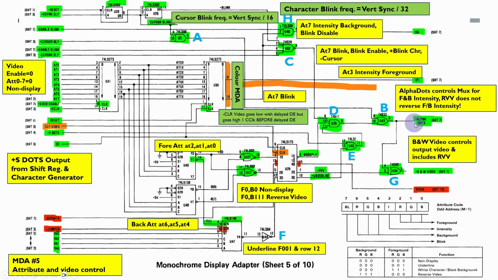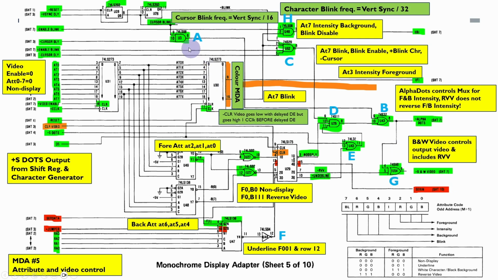Now these two are a little bit confusing. They're basically the same signal. The only difference between them is that this output here is combined with reverse video, whereas this line here is not combined with reverse video, and this basically means that alpha dots is used to control the multiplexer for the foreground and background intensity, but reverse video doesn't reverse the foreground background intensity, whereas reverse video will reverse the signals down here.